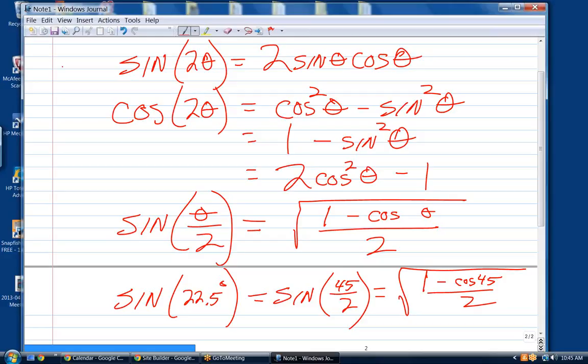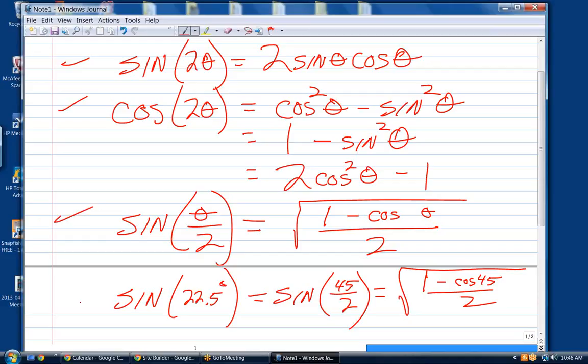The double angle identity, not so much. I could not find an angle that I needed the double angle identity to solve. We need the double angle identity, but only for solving trig equations, not for solving trig functions of weird angles. However, the half angle identity can be used to solve both trig equations and trig functions of weird angles.